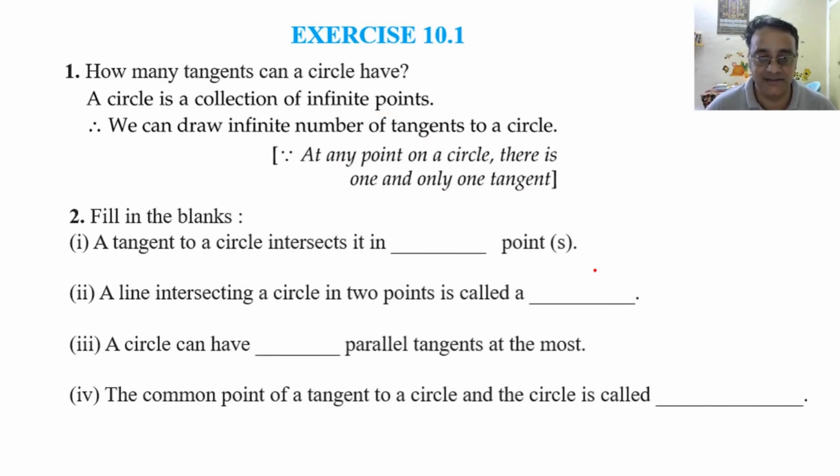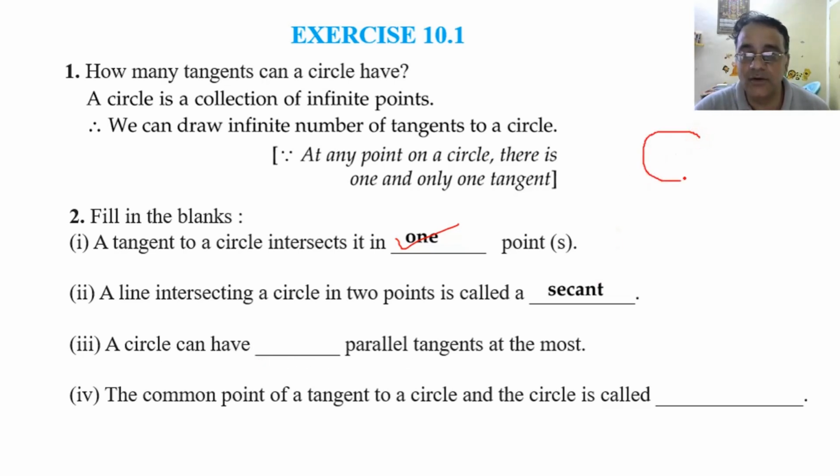Fill in the blanks. First: a tangent to a circle intersects it in dash point. One point. Second: a line intersecting a circle in 2 points is called a dash. Secant. Third: a circle can have dash parallel tangents at the most. 2.